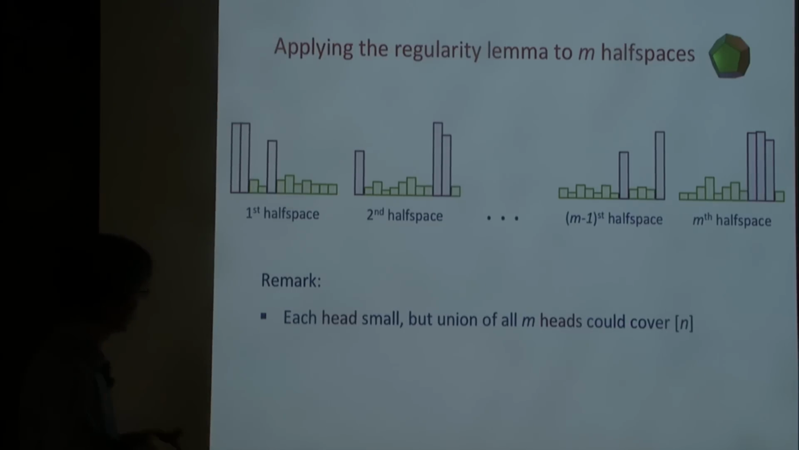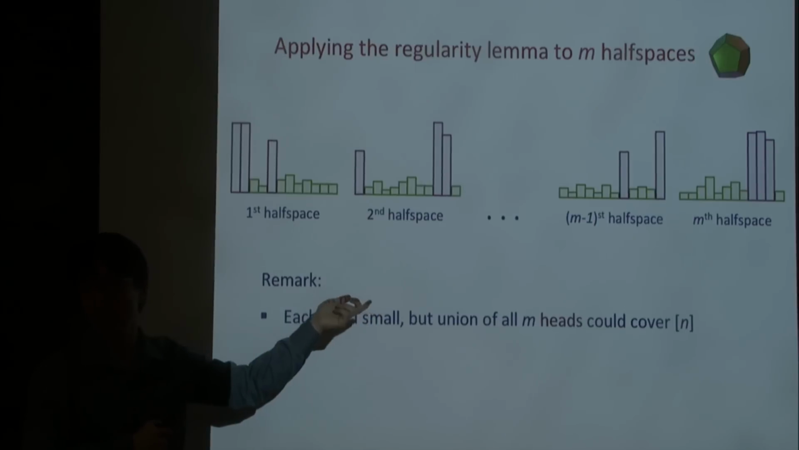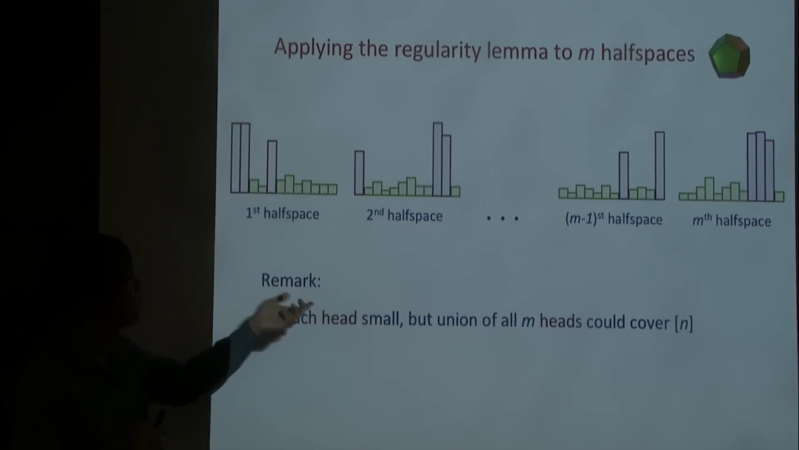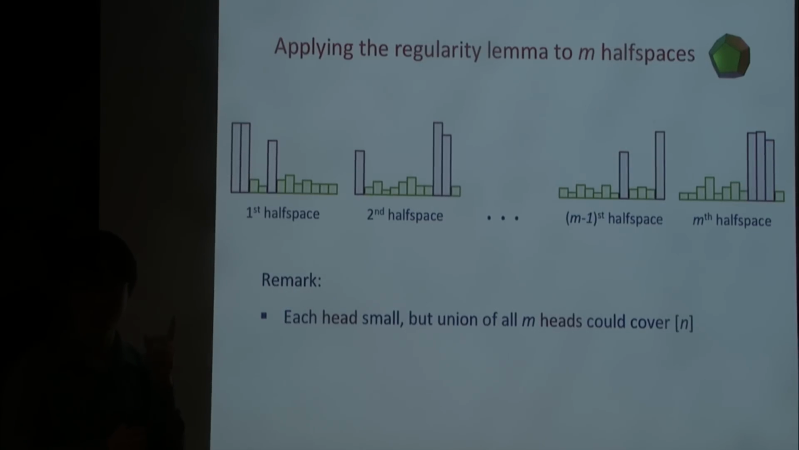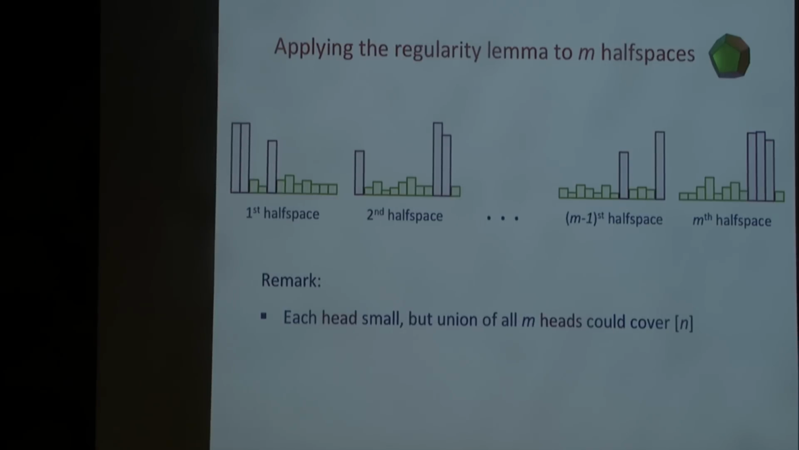Just to remark, each head is small, but the heads can be different for all half spaces, and there are m many of them. And again, think of m as larger than n. This is the bottleneck in previous arguments, why they required m to be less than n. But if m is greater than n, say n squared or n to the 10th, you could cover all the variables. The spikes could cover all n.